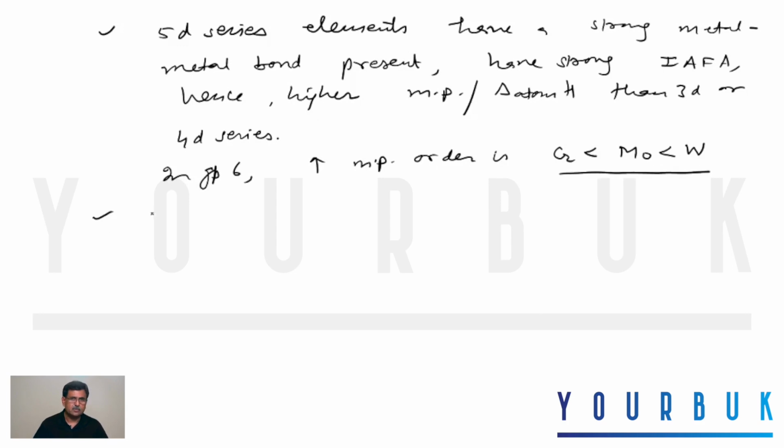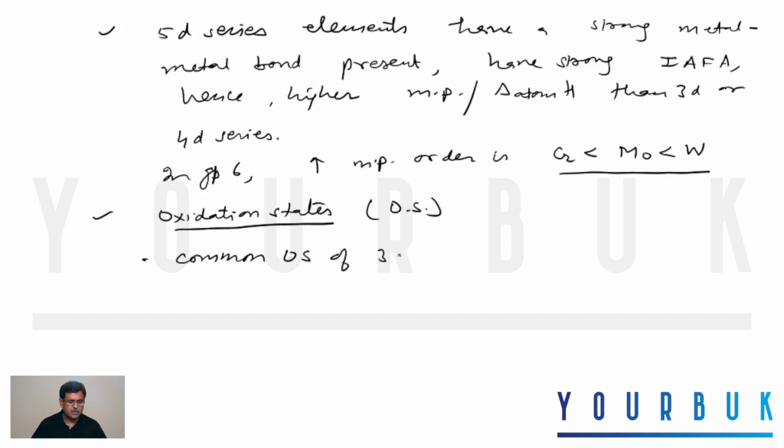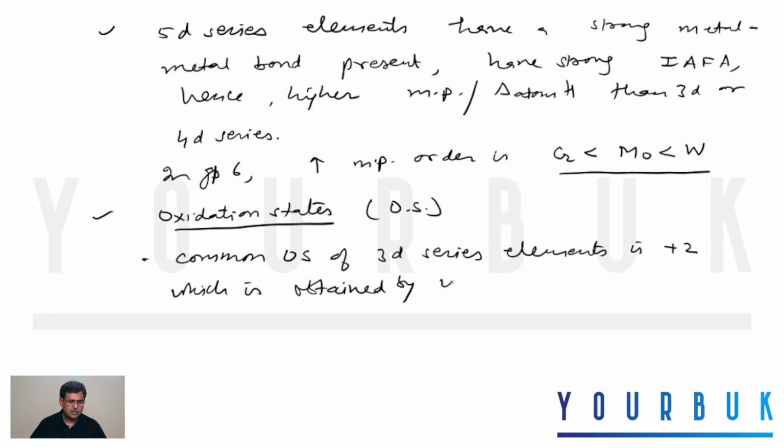The next is a very, very important property of d block elements, that is called the oxidation states. So we'll discuss important points about the oxidation states. This is an abbreviation we use. Now the first point is that the common oxidation state of the 3D series elements is +2, which is obtained by using two electrons from the 4s subshell.